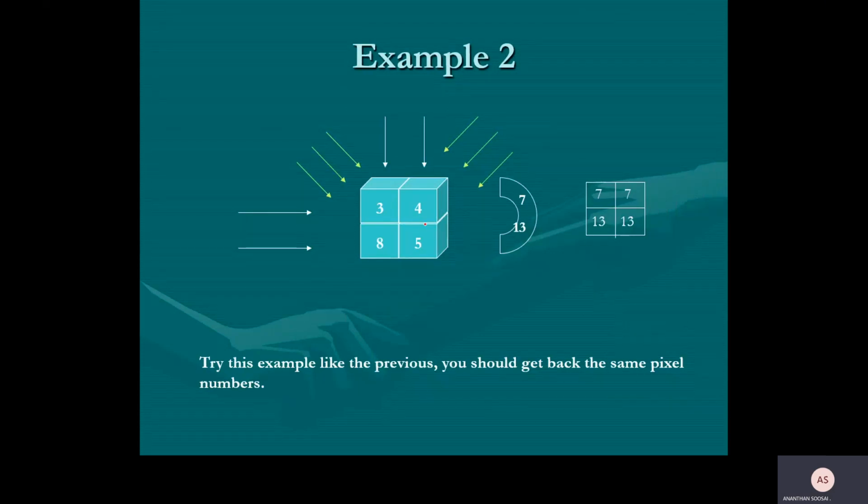Okay, the pixels given are 3, 4, 8, 5. When shined horizontally, how much will the pixel be? 3 plus 4 becomes 7, and 8 plus 5 becomes 13.